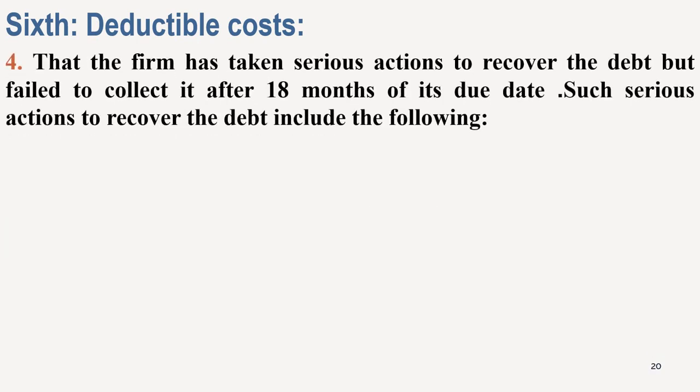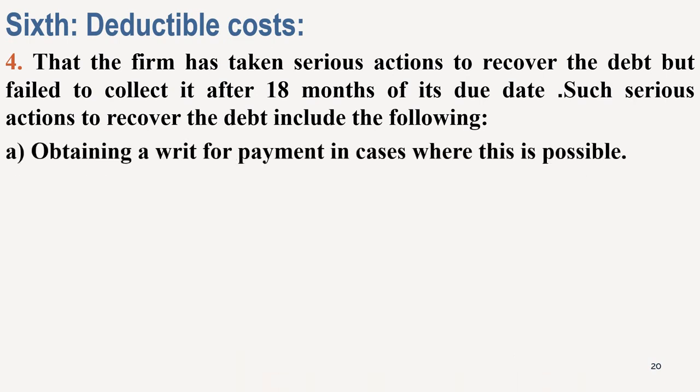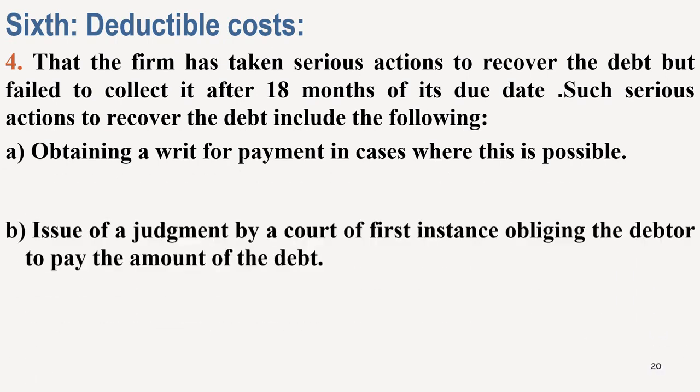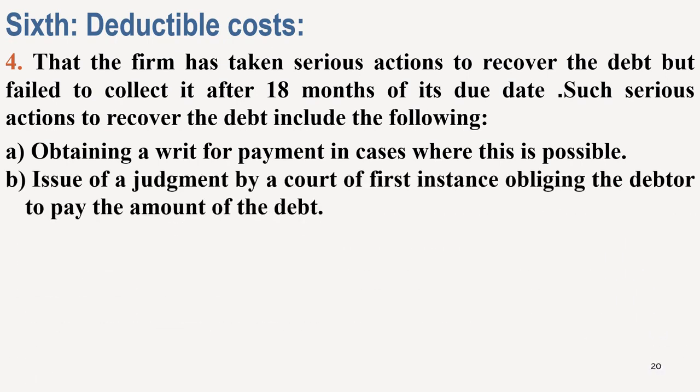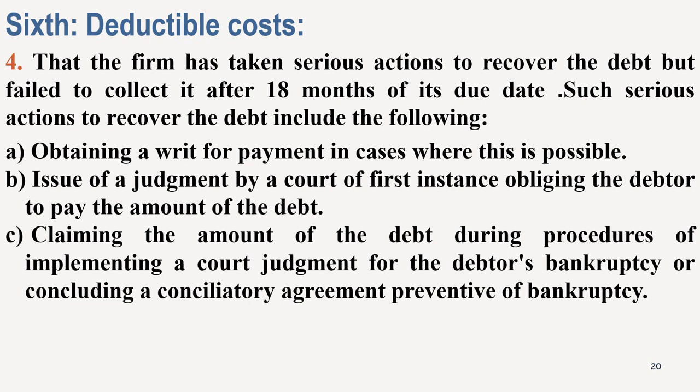The firm has taken serious action to recover the debt but failed to collect it after 18 months of its due date. Such serious action to recover the debt includes the following: obtaining a rate for payment in cases where this is possible, issue of a judgment by a court of first instance obliging the debtor to pay the amount of that debt, claiming the amount of the debt during procedures of implementing a court judgment for the debtor's bankruptcy, or concluding a conciliatory agreement preventive of bankruptcy.